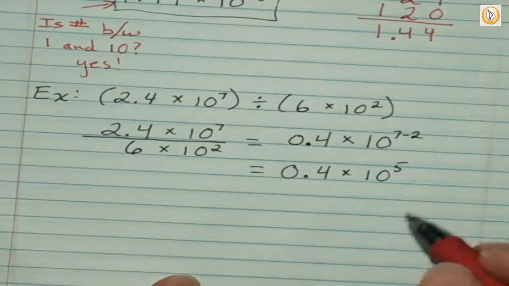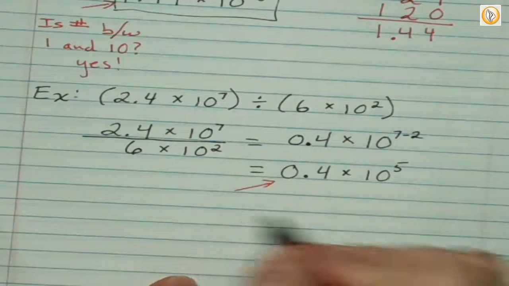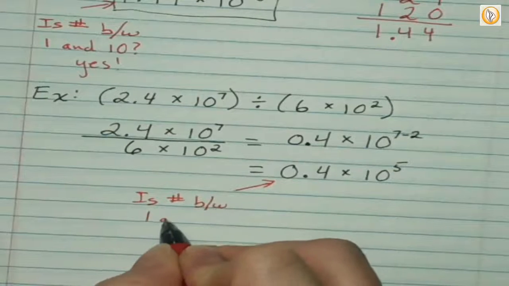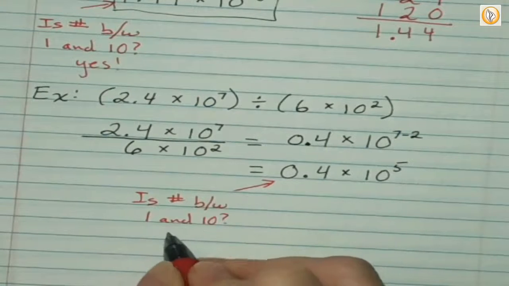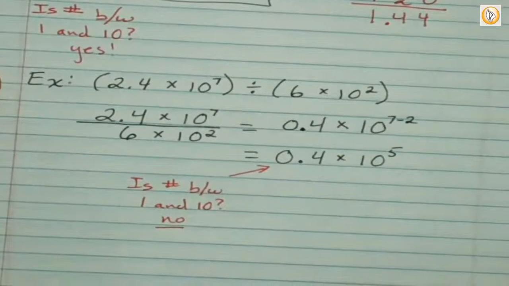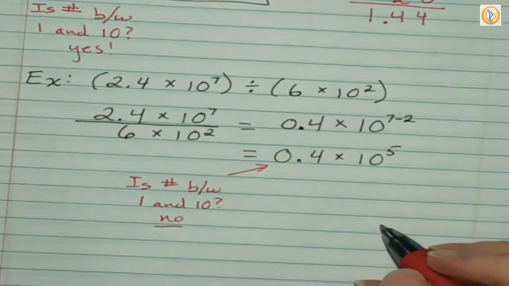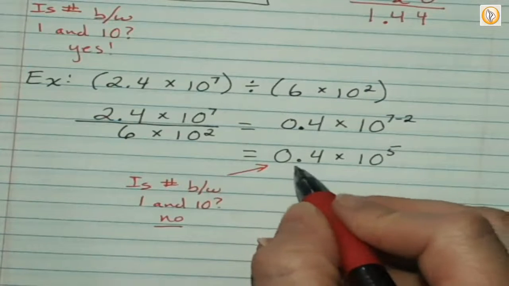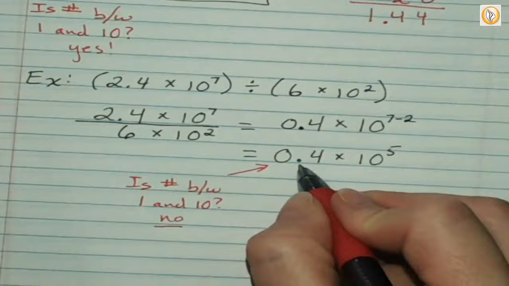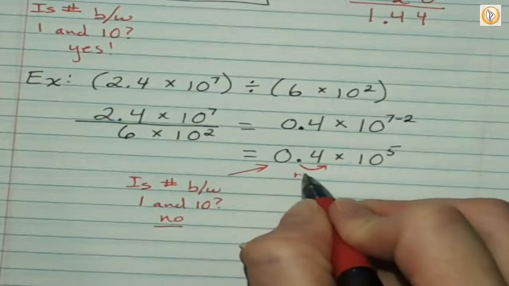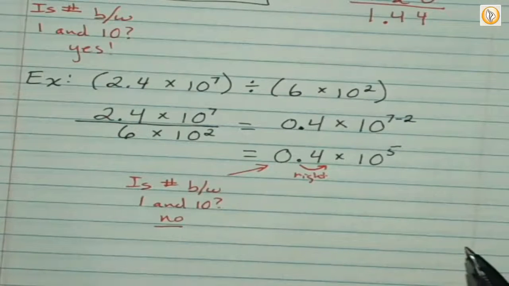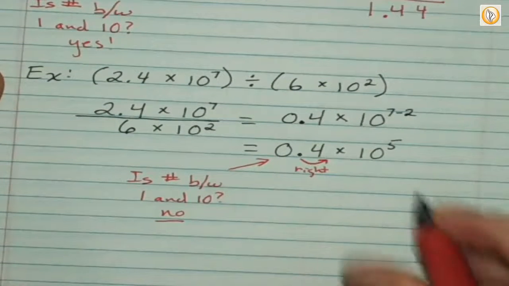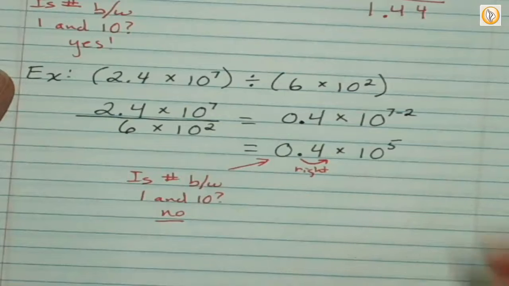Question, Valeria, is this number between 1 and 10? No. Oh dear. So like someone was saying, move it to the right. This time, okay, Valeria's right. This number is not between 1 and 10. We're moving it this time to the right once. So if we're moving it to the right, are we going to be adding or subtracting? Subtracting. Bingo.